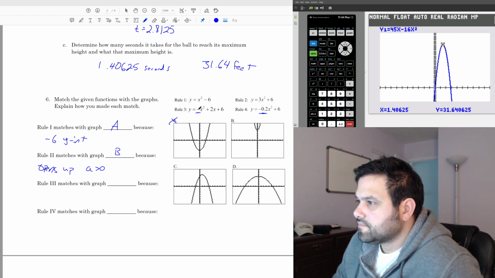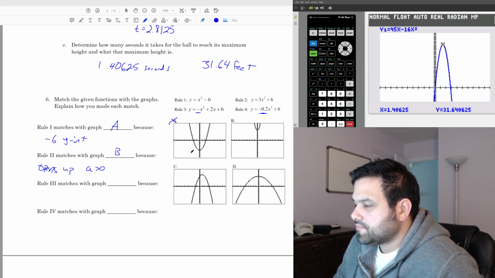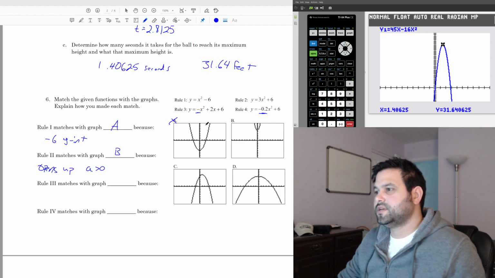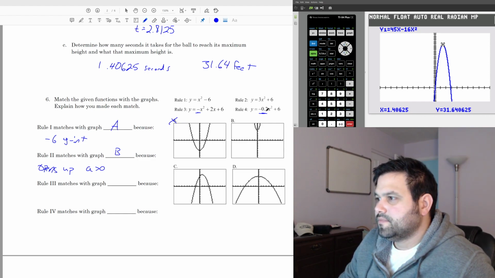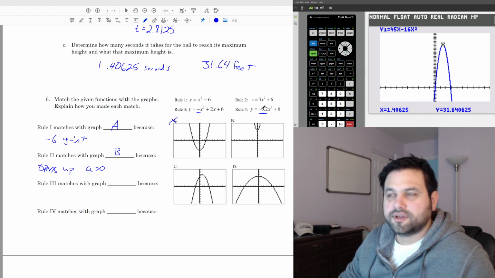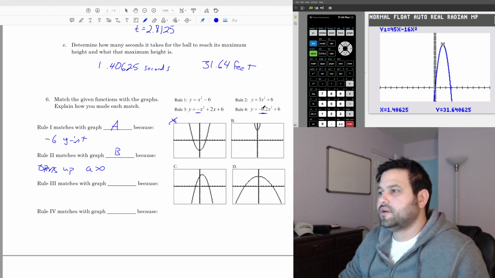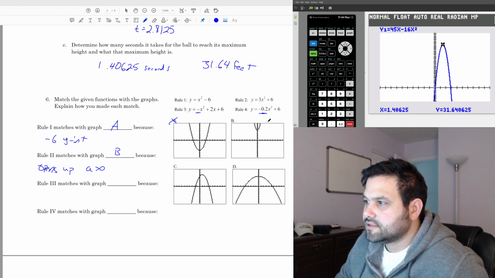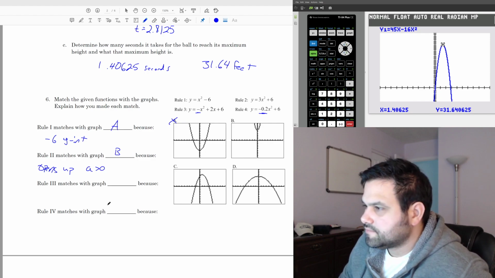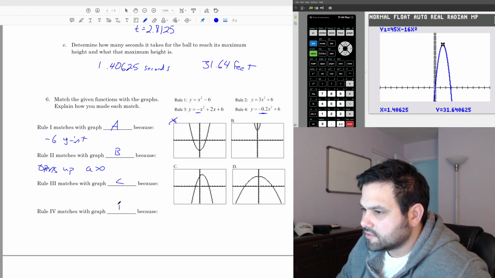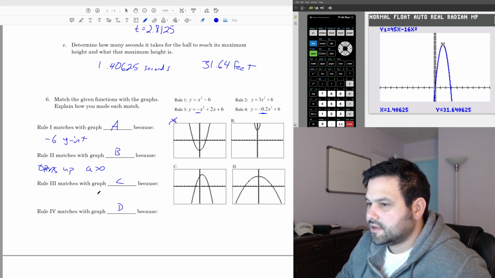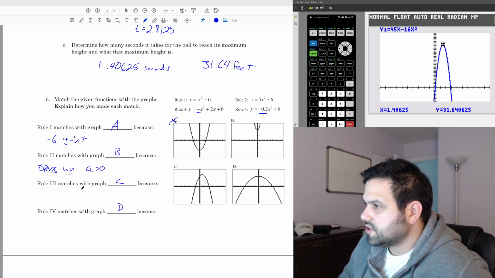Rule 3. Okay, so now if we're going to compare Rule 3 and Rule 4, a couple of differences we can notice is that this number is between 0 and 1, so that's actually going to make it a much wider graph. Well, let's just stick with that. So this one's going to be the narrow, this one's going to be the wider. So this will be C and D. Look at that. It goes in order. Nice. So Rule 3 matches with C.